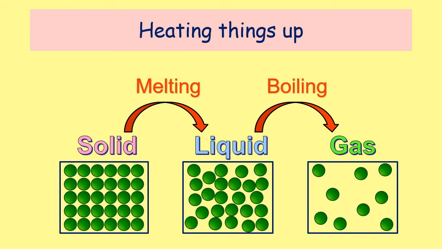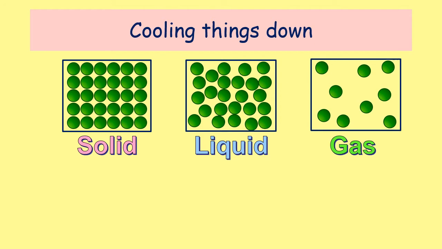When we completely turn a liquid into a gas by giving it enough heat energy, we call that boiling. When we cool things down, we're going to start on the right-hand side here with the gas. When we cool down a gas, we're taking energy away from the particles and they get close together. Once we've taken enough energy away from the particles that they're now touching one another, it turns into a liquid.